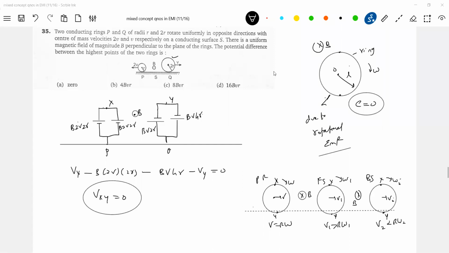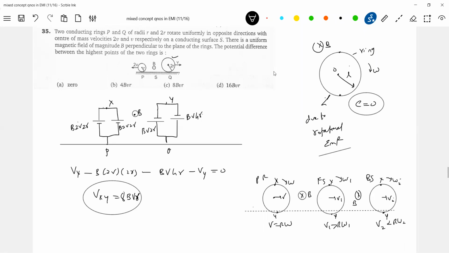Eight BVR minus, negative of negative. Okay, sir. Yeah, calculation mistake. Thank you. This one. Check it now.